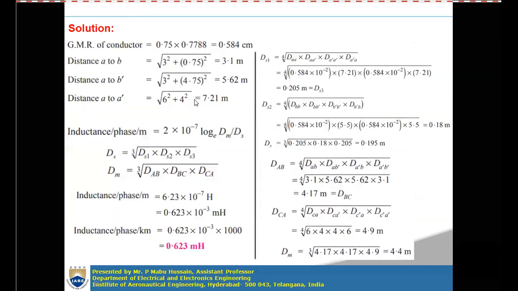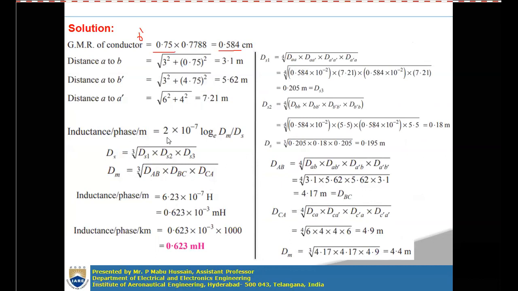Initially you find the geometric mean radius. The geometric mean radius is nothing but r dash. That r dash value is equal to 0.7788 times the small r. The small r value is 0.75 centimeter, which is given in the problem. So the geometric mean radius, r dash, is 0.584 meters, which we already calculated in the previous slide.